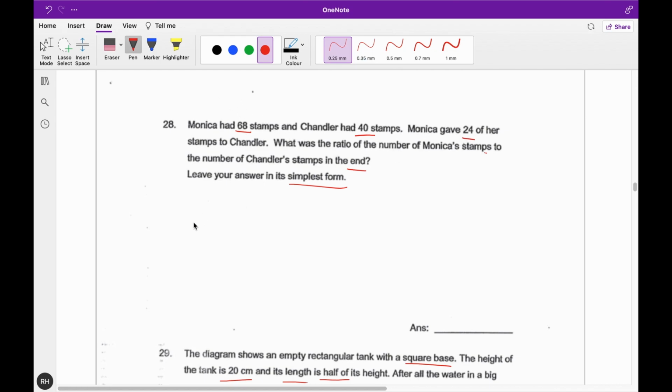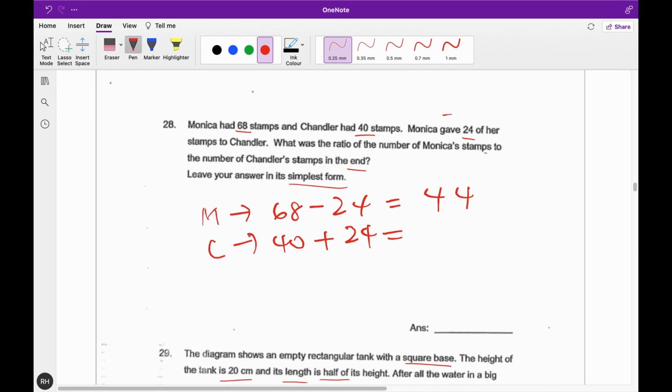And then Monica gave 24 stamps to Chandler. So you minus 24. So Monica is 68 minus 24. Okay, so we have 44. And then for Chandler, he started with 40 stamps and he received 24 stamps from Monica. So we have 64.